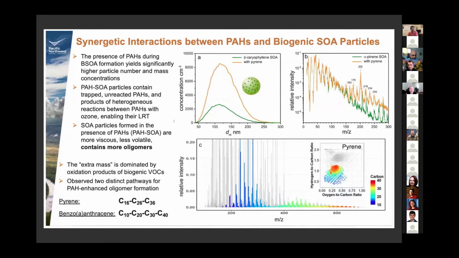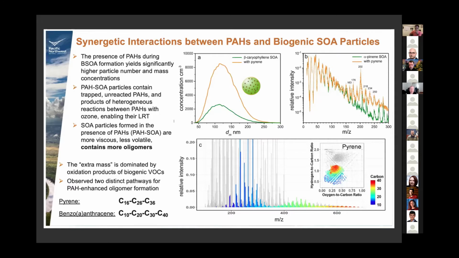Thank you, Joel. In this work, we continue investigation of interaction between biogenic SOA particles and anthropogenic PAHs, polyaromatic hydrocarbons. As we previously showed, SOA particles formed in the presence of PAHs are more viscous and less volatile. They contain more oligomers, unreacted PAHs, and products of heterogeneous chemistry between PAHs and ozone. Particles formed in the presence of PAHs yield significantly higher number concentration and mass concentration, as shown here for beta-caryophyllene.